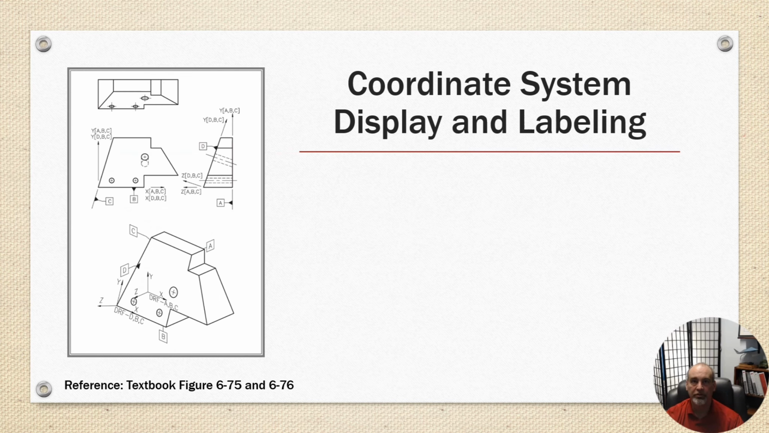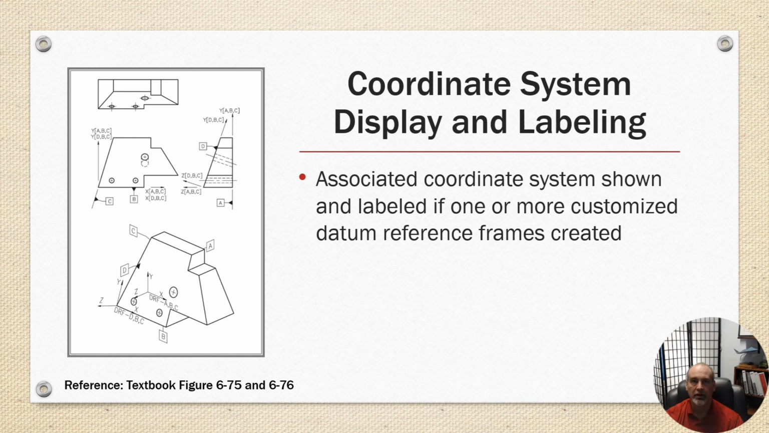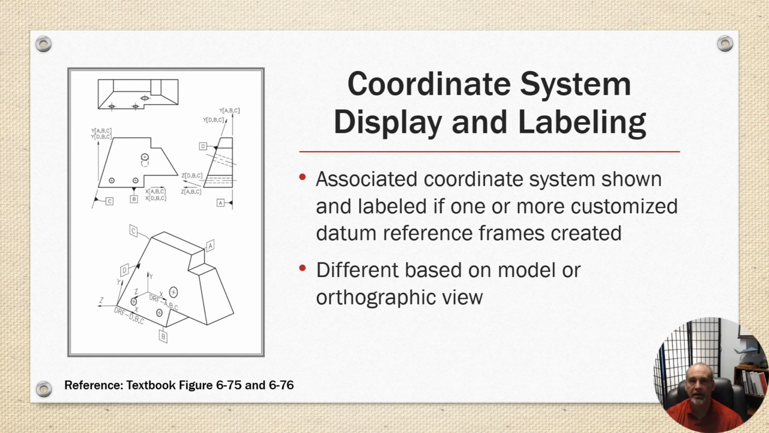Okay, coordinate system display and labeling. Its associated coordinate system is shown and labeled if one or more customized datum reference frames are created, and it is different based on the model versus an orthographic view. So over on the left, we've got the coordinate systems called out with letters for the datums and arrows pointing to the direction. And in the model, you have your full 3-axis coordinate system trihedron that shows where those locations are and the notation next to them.